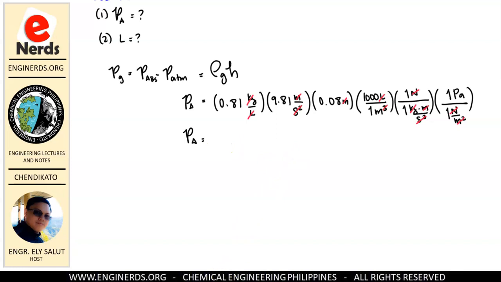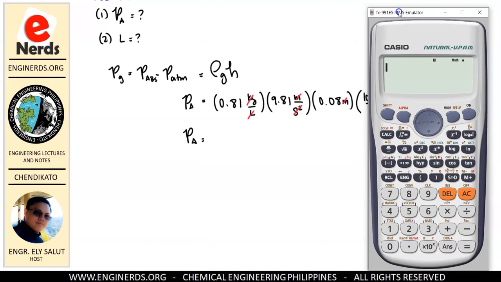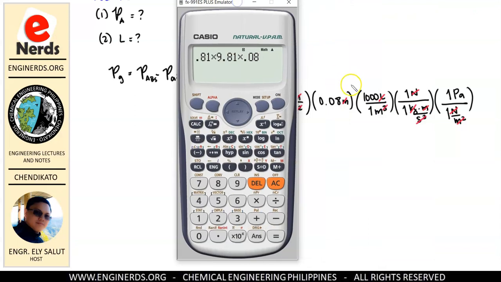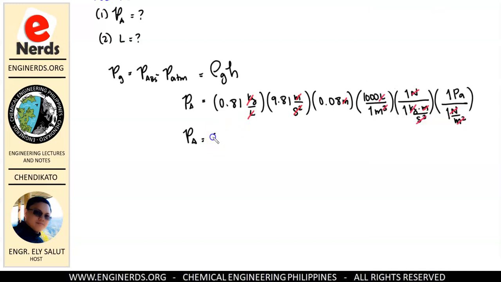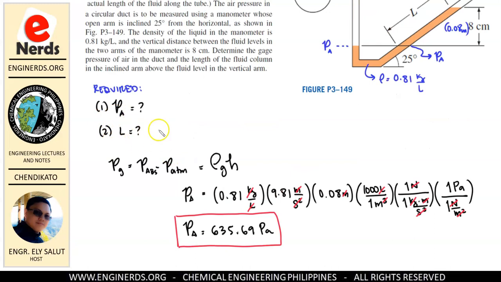Okay, so let us now try to solve for that. So let's bring out our calculator. So simulan natin sa 0.81 times 9.81 times 0.08. Then what's next? Times 1,000. Okay, so our answer here is 635.69 Pascal. And this is our final answer for our problem, but we still need to get the value of L.